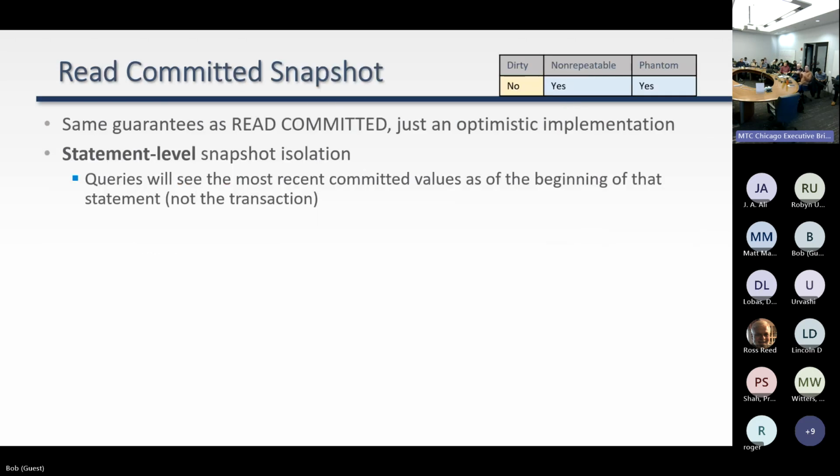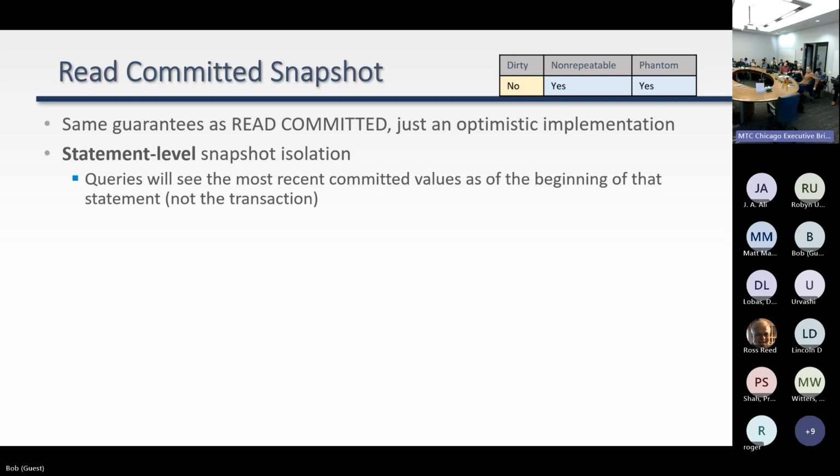So the first optimistic isolation level we'll talk about here is called read committed snapshot. This gives you the same guarantees as read committed, but it gives you an optimistic implementation though. So there's less locking. So there's no locking, but there's less of it. And this is what we call statement level snapshot isolation. So queries that you run will see the most recently committed values as of the beginning of that statement, not the transaction. And that's an important distinction.